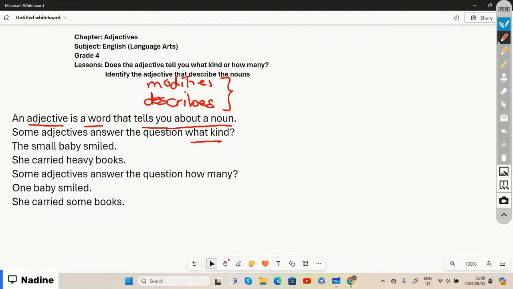then we can say, the small baby smiled. The small baby smiled. So now the question is, what kind of baby smiled? And then we will say small, because the small baby smiled.